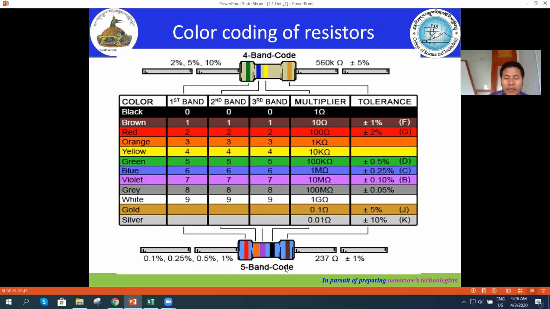Now for the four color code, we have green, which is 5, then blue, which is 6, so 5, 6, times 10,000. So it is 560 kilo ohms for this one, with plus or minus 5% tolerance. This is how you should calculate the value of the resistor.